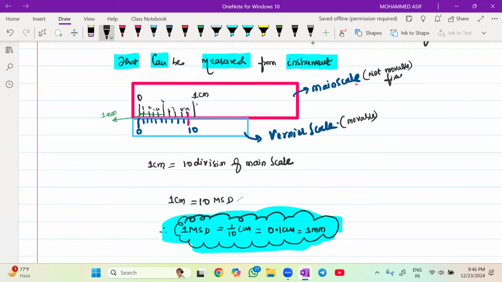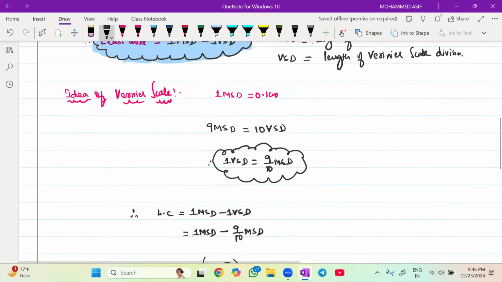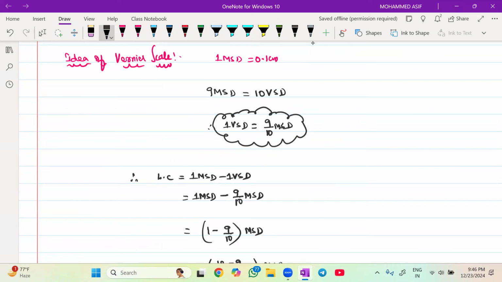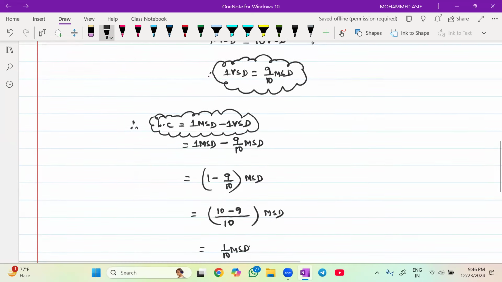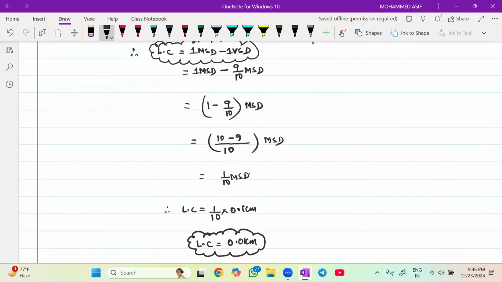Now see the diagram. 0 to 10. 10 of the Vernier scale is coinciding with 9 of the main scale division. That is the reason what I have written here: 9 main scale divisions is equal to 10 Vernier scale divisions. Therefore, 1 Vernier scale division will be 9 by 10 MSD. Therefore, I can calculate the least count by using the formula. Least count is equal to 1 MSD minus 1 VSD. 1 VSD is 9 by 10, so it is 1 minus 9 by 10 MSD. You know the value of MSD? MSD is equal to 0.1 centimeter. So least count will be equal to 0.01 centimeter. Am I clear?